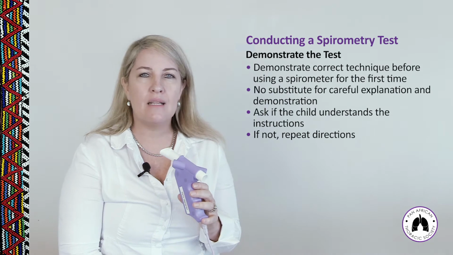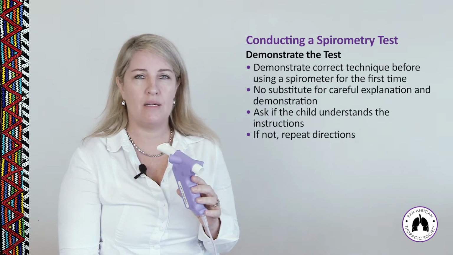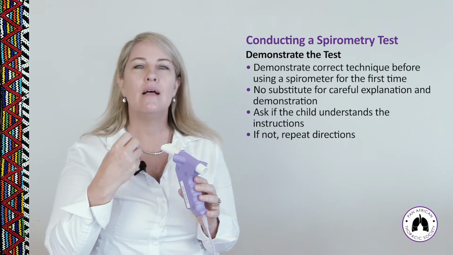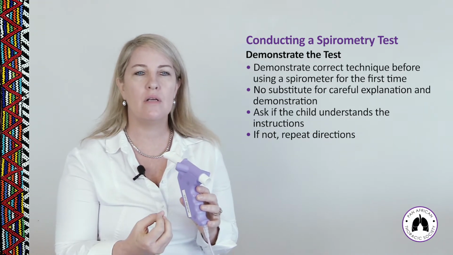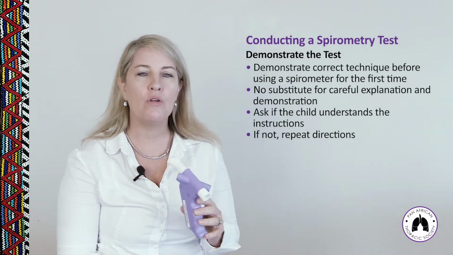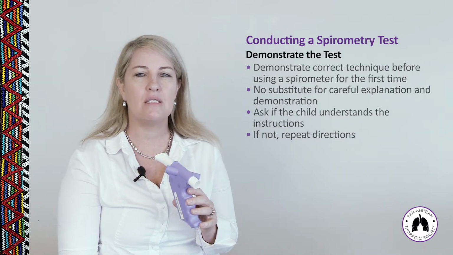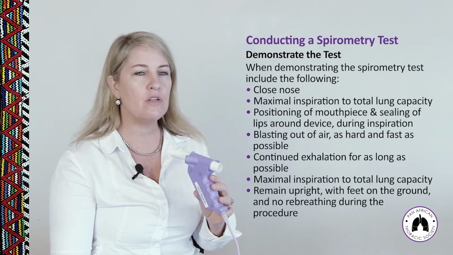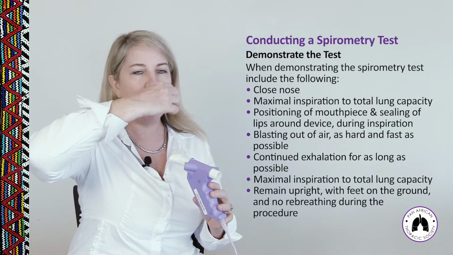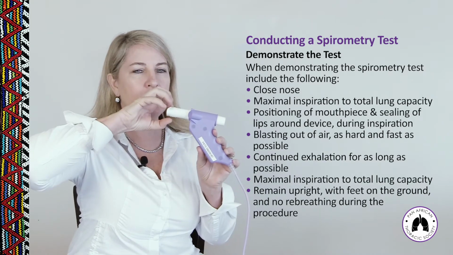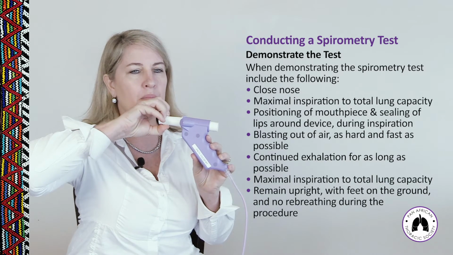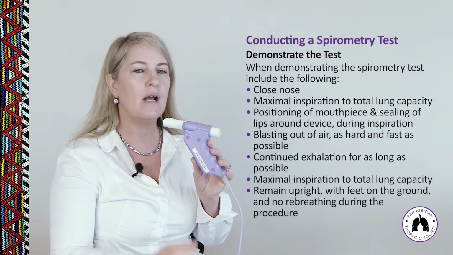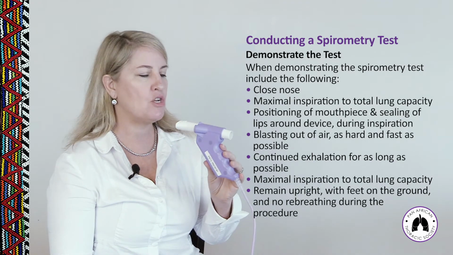Once you've explained the test, you need to demonstrate the test. So when you demonstrate the correct technique, you need to do it exactly like you want the child to do it, which means that you have to do the whole maneuver exactly as I've just explained. So this is what you're going to do. You're going to show them how to close the nose, breathe into total lung capacity, seal the teeth and lips around the mouthpiece, and then blast the air out as fast and hard as possible until they're empty, and then breathe in again. So let me show you what to do.